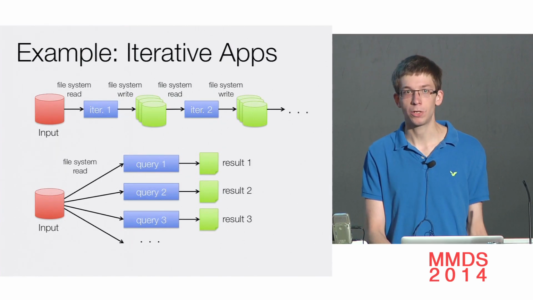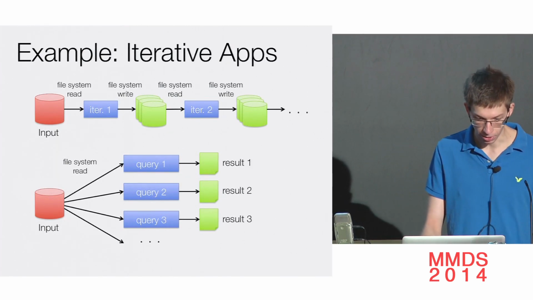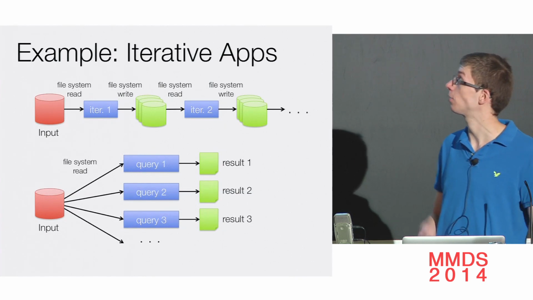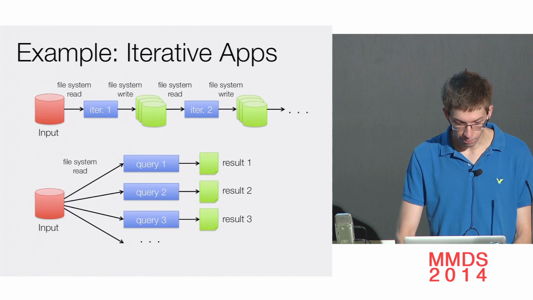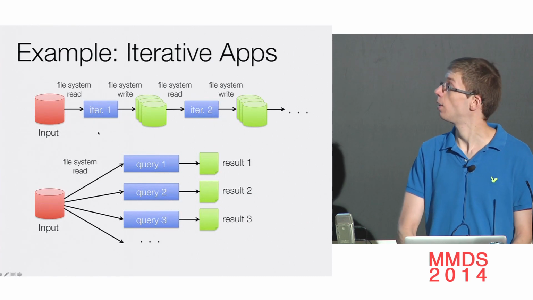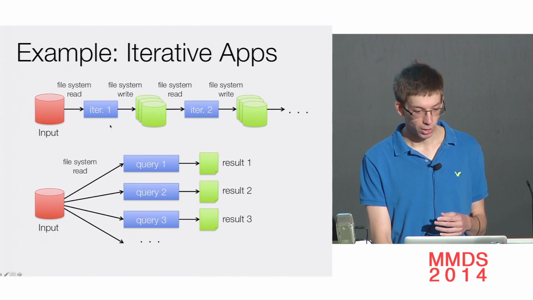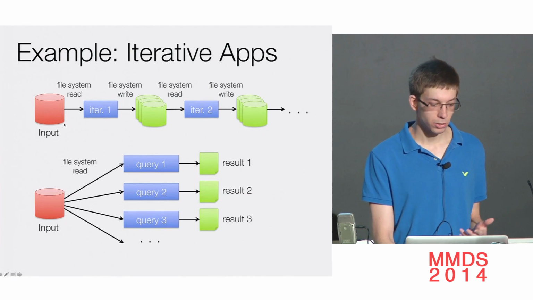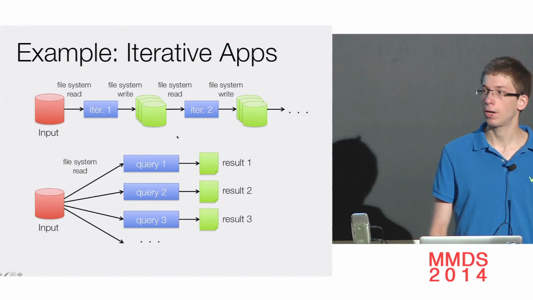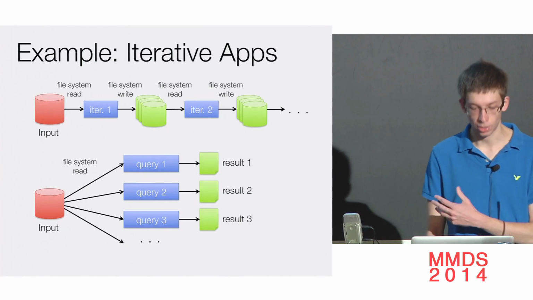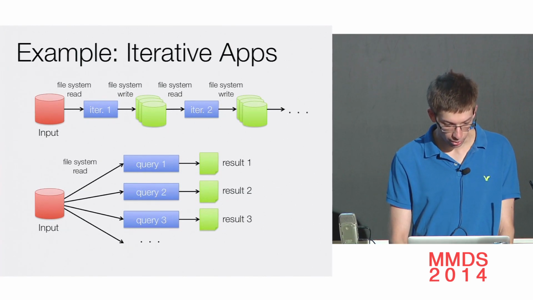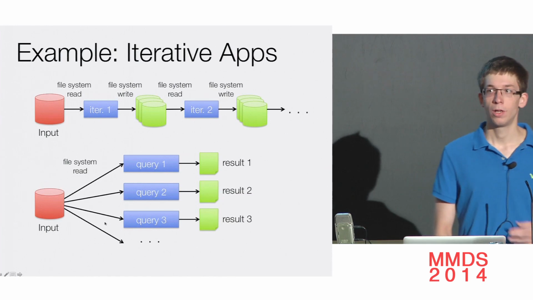So something like PageRank would look like this, where you keep updating this vector over time, and that's kind of your state. In this one, each blue box here is a MapReduce step, but each time you run one of them, you have to write out the state to 3 different nodes and wait until that's done before you can do the next step.